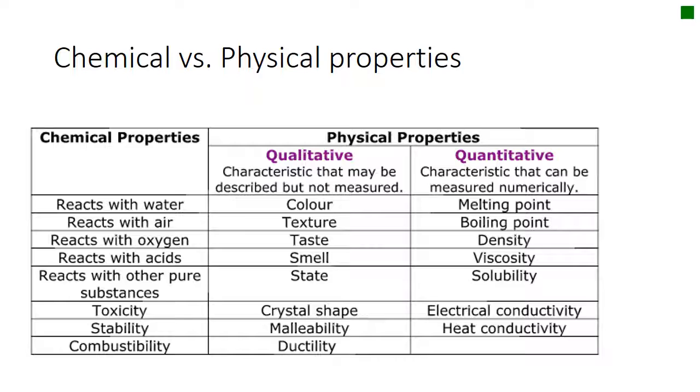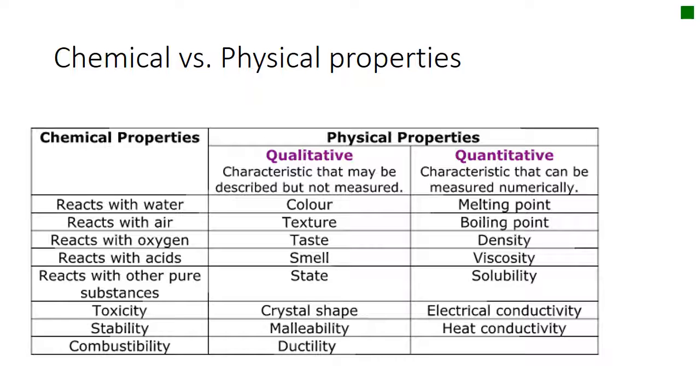Stuff that you can actually observe or measure, but when you're doing that, you're not changing anything about the actual chemical. So if I measure the boiling point of water and I know that it's 100 degrees Celsius, I'm not changing anything about water itself to measure a physical property.